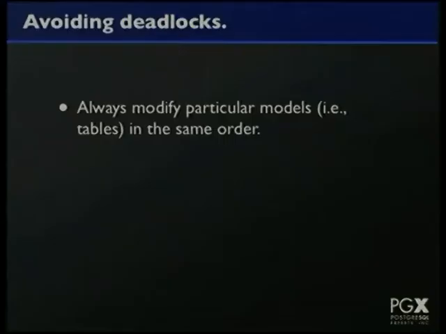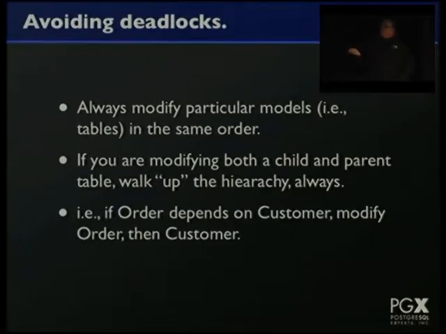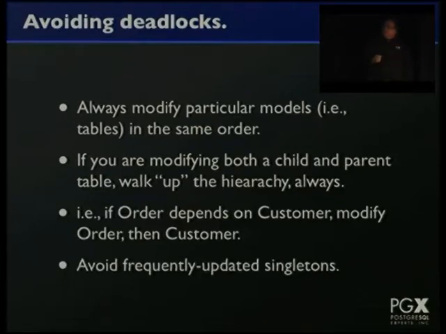To avoid them, always modify particular models in the same order. And if you're modifying both a child and parent table, walk up the hierarchy always, because of the way Postgres requires locks on foreign keys. So if order depends on customer, modify order, then customer. This won't fix every deadlock problem, but it'll fix 90% of them. Most deadlock problems come from different view functions where you're doing this stuff in different order, and those cycles start being created. And avoid frequently updated singleton rows. Always, always, always.